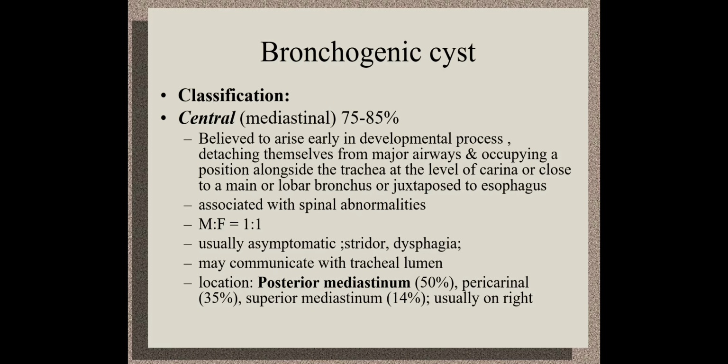Bronchogenic cyst as a classification: we have central, mediastinal 75 up to 85%, male to female 1 to 1, equal percentage. Usually asymptomatic. Stridor and dysphagia may be the symptoms. Location: posterior mediastinum, 50%.